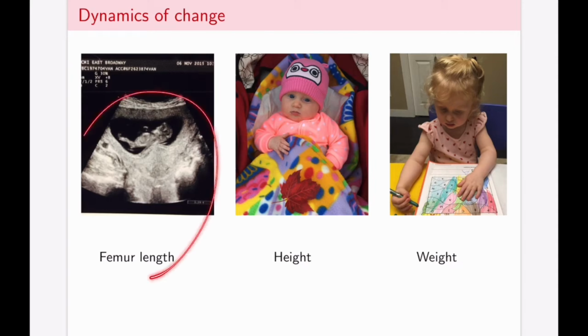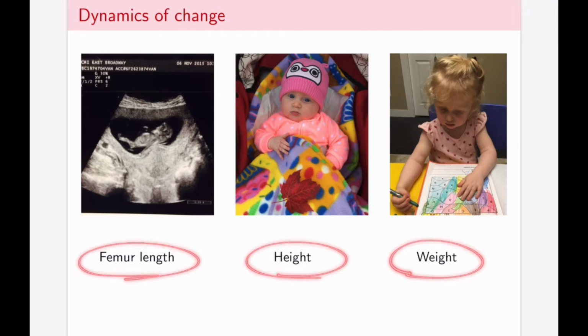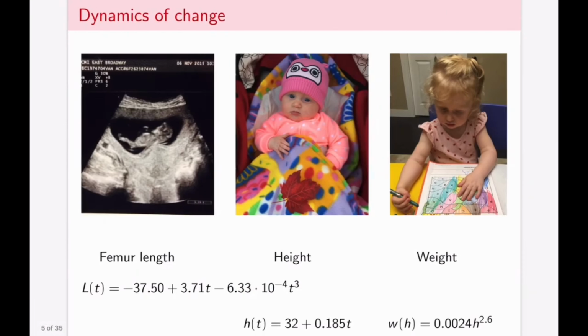When she was still inside of me with the ultrasound, it was the femur length that her growth was determined by or tracked by. When she was already a baby, it was the height the doctors were measuring, and now that she's a toddler, it's the weight they're tracking. The important thing is that each one of these is a function of the corresponding variable. So for example, the femur length is a function of time in weeks of the fetus growth.